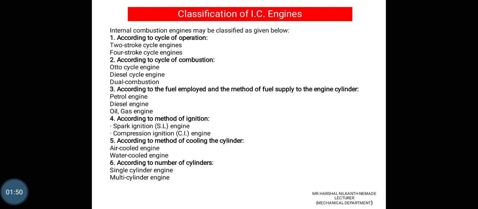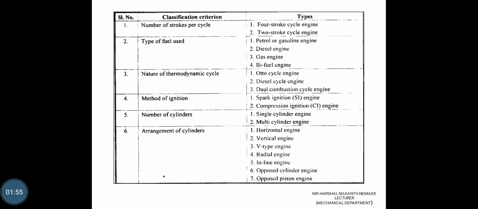Number of strokes per cycle: 4 stroke, 2 stroke. Type of fuel: petrol, diesel, gas. Nature of thermodynamic cycle: Otto cycle, diesel cycle, dual cycle. Method of ignition: spark ignition, compression ignition. Number of cylinders: multi cylinder, single cylinder. Arrangement of cylinders: horizontal, vertical, V type, radial, inline, opposed cylinder, opposed piston engine.